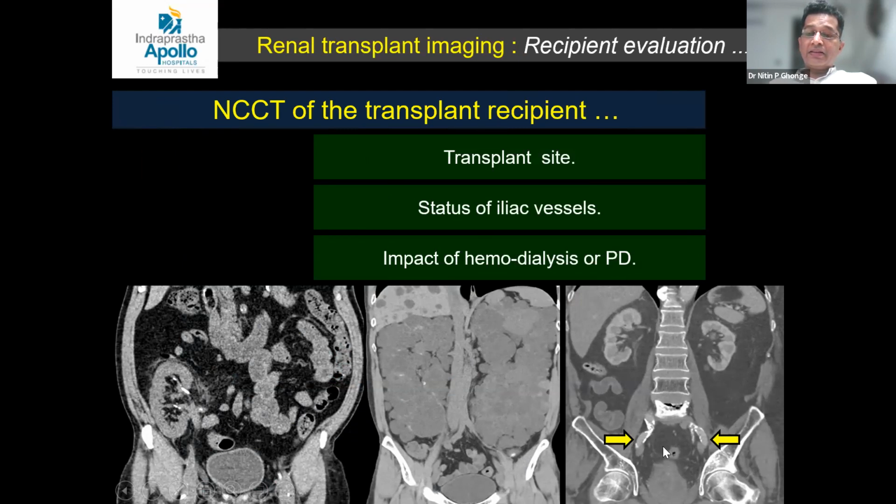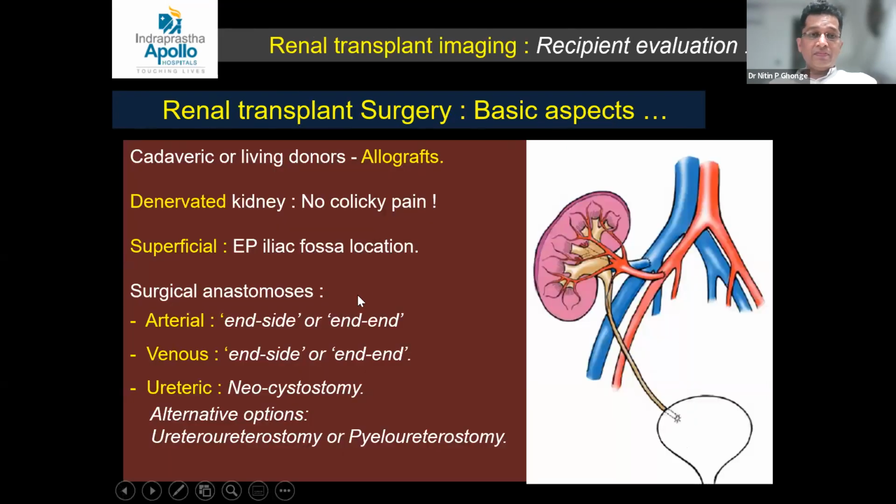Most importantly, it is important to carefully evaluate the aorta and the iliac arteries, the common iliac, the external iliac, and the internal iliac, for the degree of atherosclerosis, because these are the arteries where the transplant kidney will be anastomosed. So this should have minimal or no atherosclerosis. If they are heavily atherosclerotic, then the anastomotic site becomes difficult during the surgery. The basic concepts are all known to you.